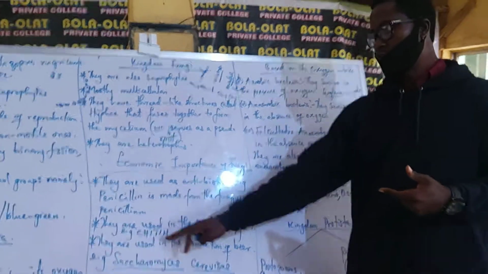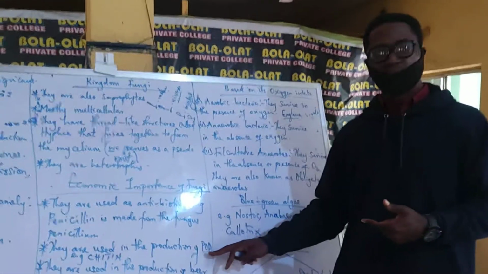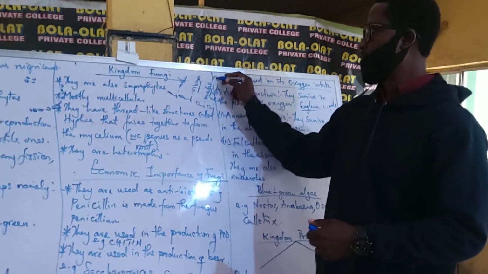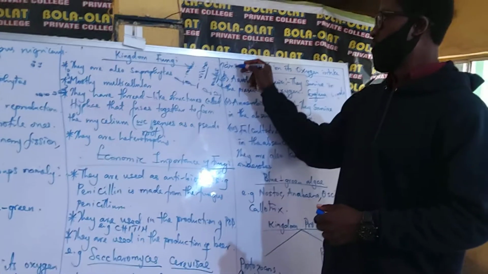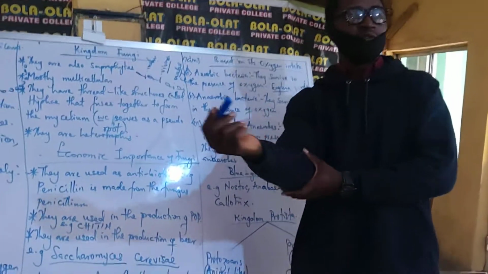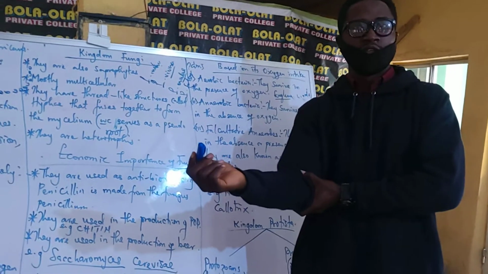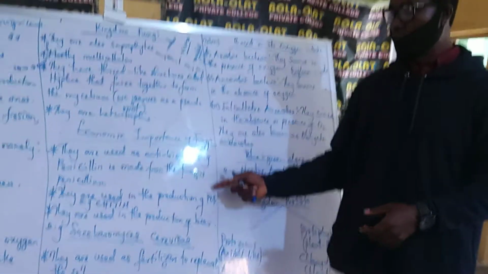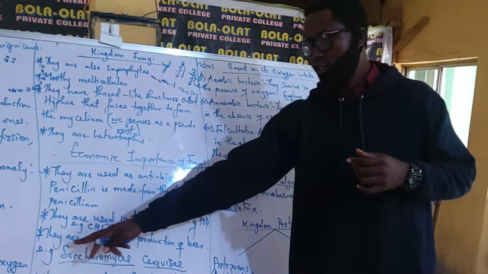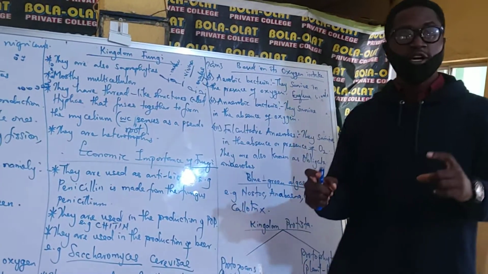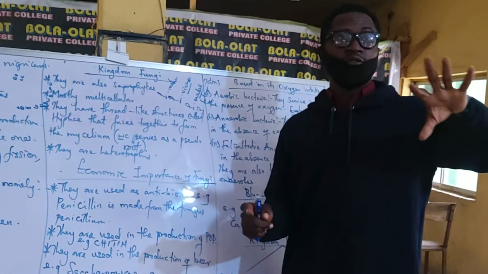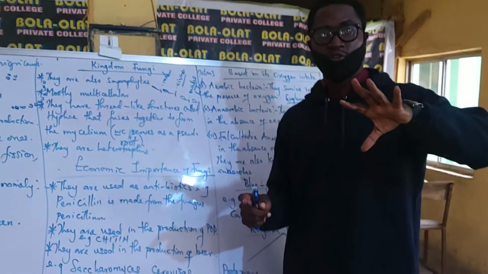Number two, they are used in the production of POP. POP is plaster of Paris. So you notice that white thing people carry around when they have a fracture on their hand or dislocation. It's called POP. What do we use in making it? Fungi. Another thing you should know, we can use fungi in the production of beer. All the beer you see around, fungi is used in their production.